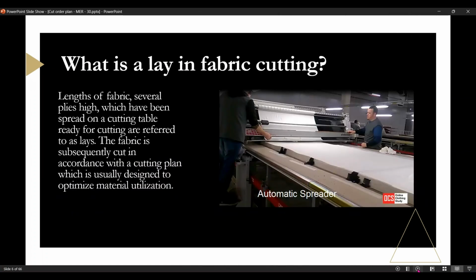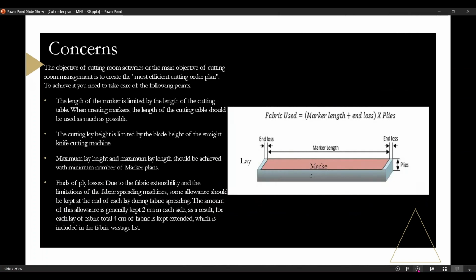Lengths of fabric, several plies high, which have been spread on a cutting table ready for cutting, are referred to as lays. The fabric is subsequently cut in accordance with a cutting plan, which is usually designed to optimize material utilization. Concerns. The objective of cutting room activities, or the main objective of cutting room management, is to create the most efficient cutting order plan.